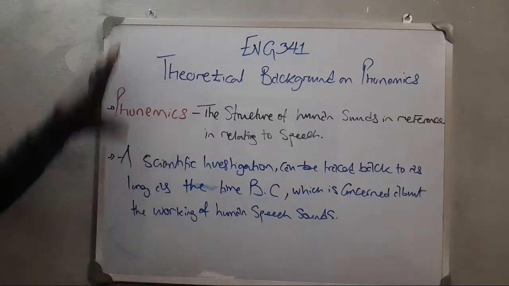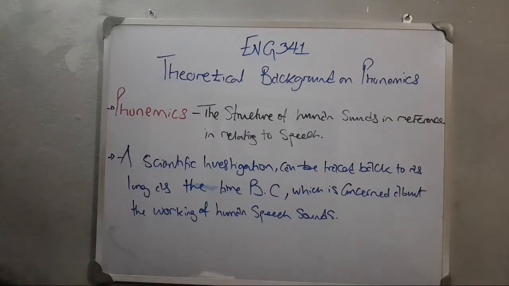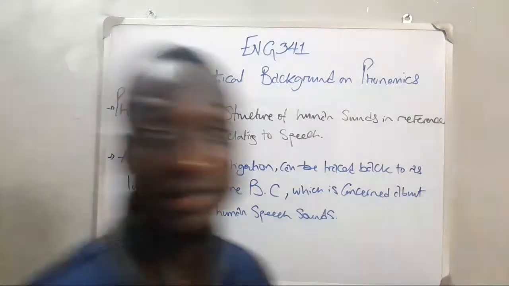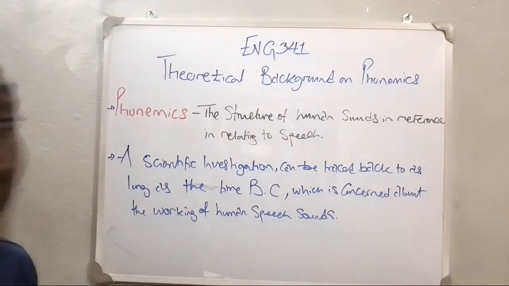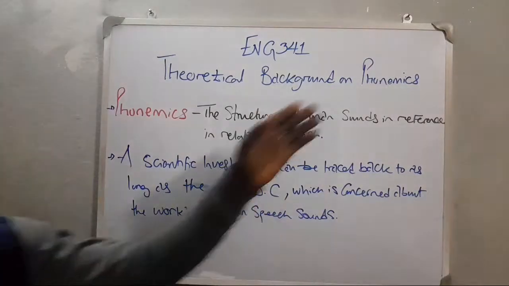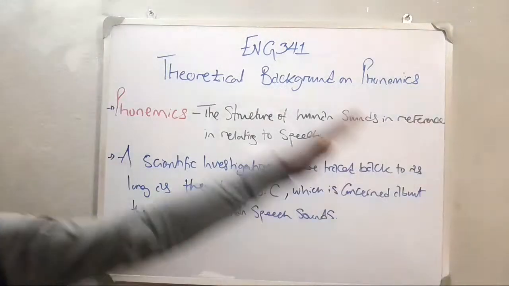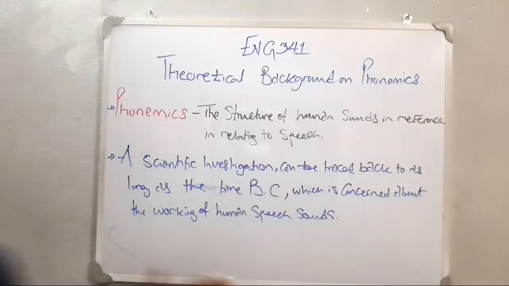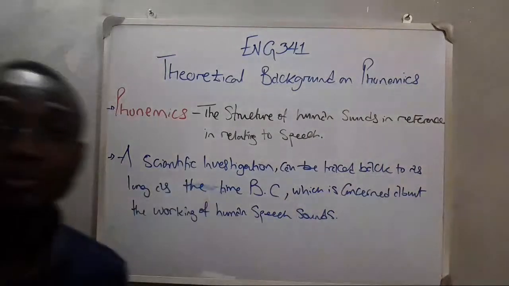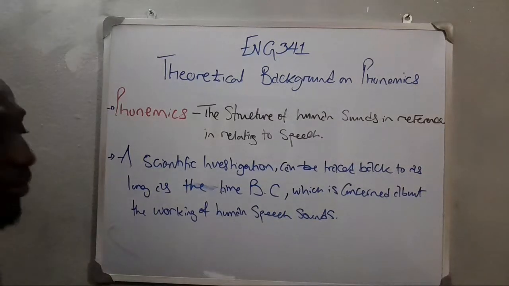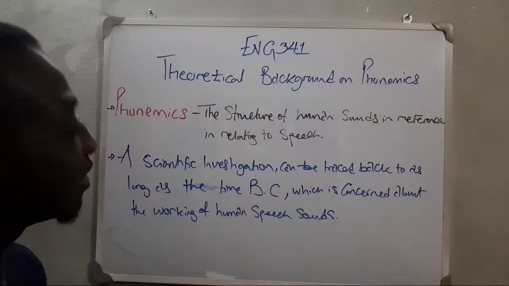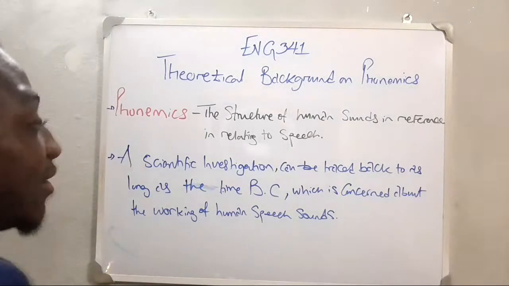Now that's still under the theoretical background. I'm trying to marry all these things together. If a question like this comes out in the exam, you don't just go straight to the point. Before you talk about the background, you need to talk about what the thing you are looking into is: phonemics. You talk about what phonemics is. Then, after you've spoken about phonemics, you begin to talk about the background, responding to the question.